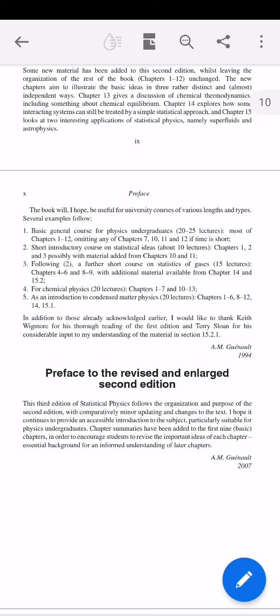Now, the preface to the revised and enlarged second edition, published in 2007, which is after 13 years of what he published for the first edition. He says this edition is pretty much the same in terms of organisation and purpose, but there are minor updates and changes to the text. And then he finishes it, and that's it. He's added chapter summaries to the first 9 basic chapters. So he considers the first 9 chapters to be basic. That's interesting, because I consider the first 2 to be basic.